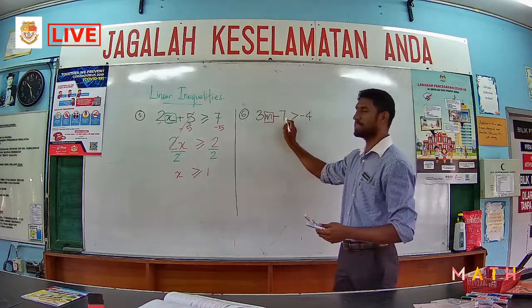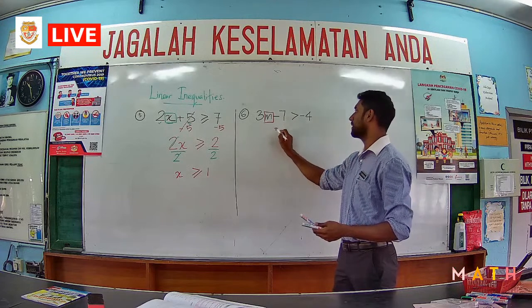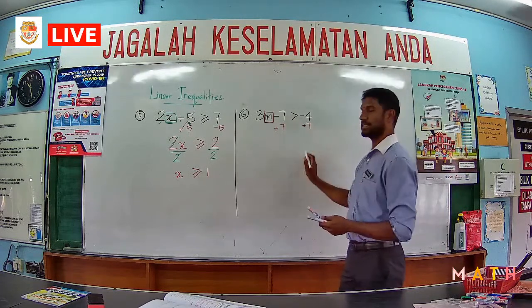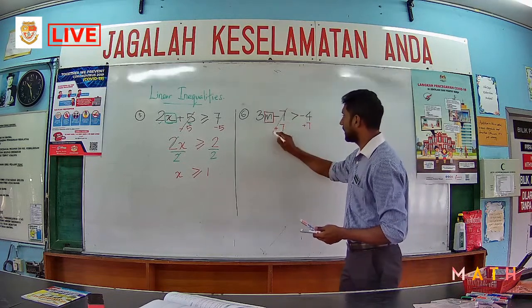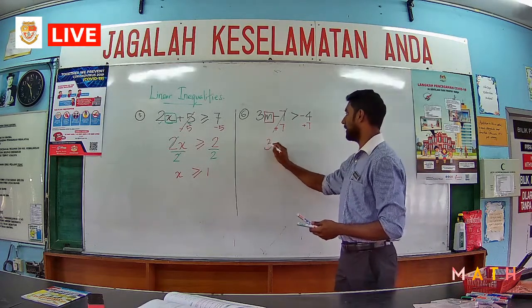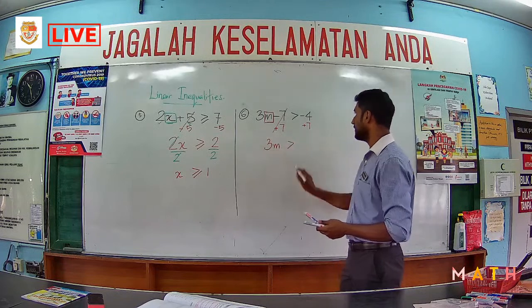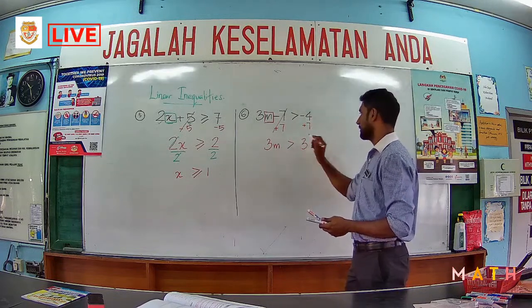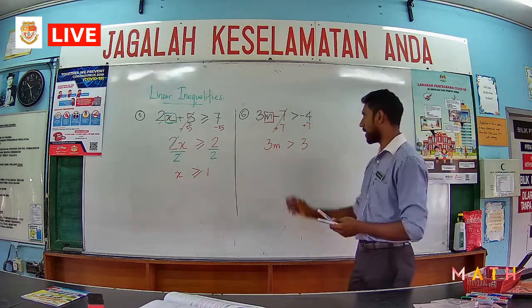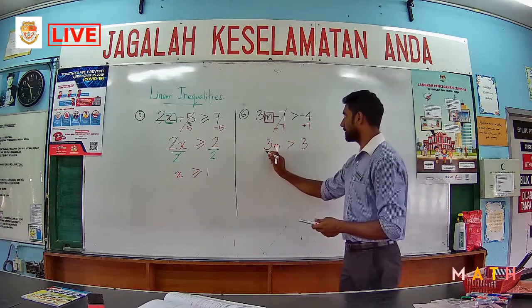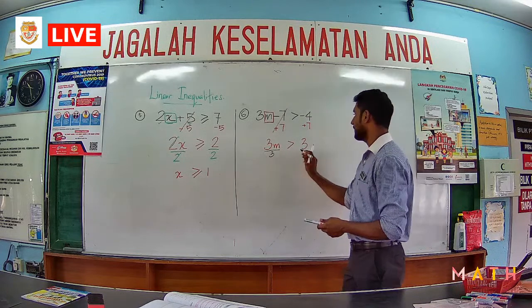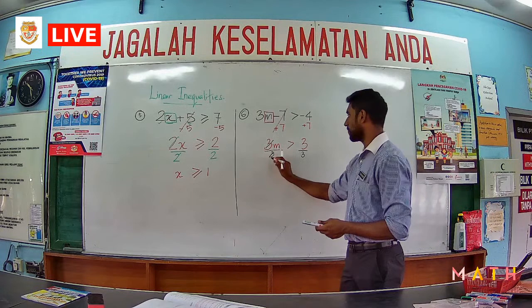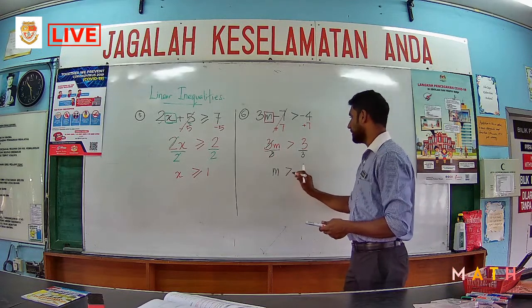So again, minus 7. The opposite will be plus 7. So here we need to plus 7 as well. If we eliminate, we will have 3m more than negative 4 plus 7. The answer will be 2. So now again, you want to eliminate the 3, we divide by 3. Here we divide by 3 as well. So you have m more than.